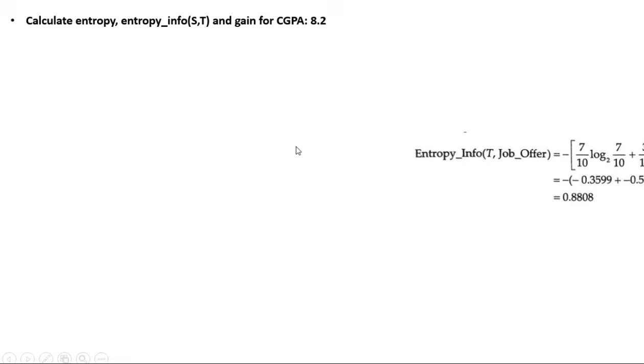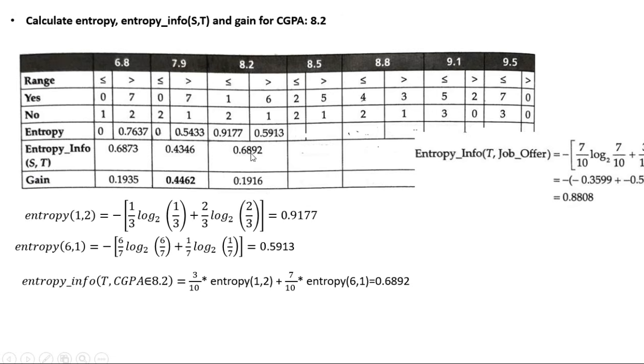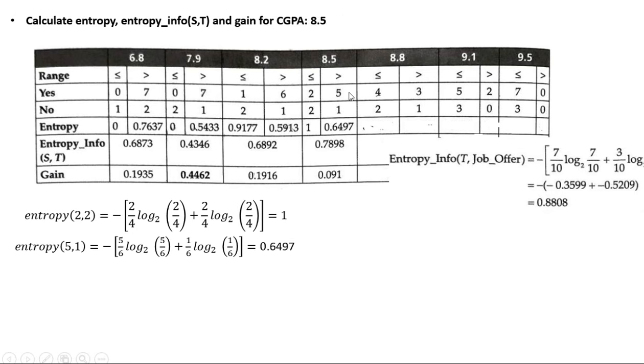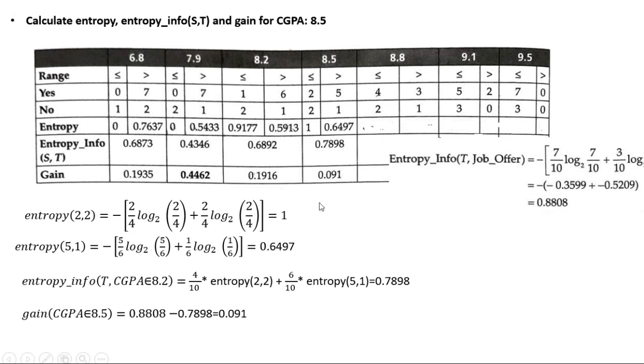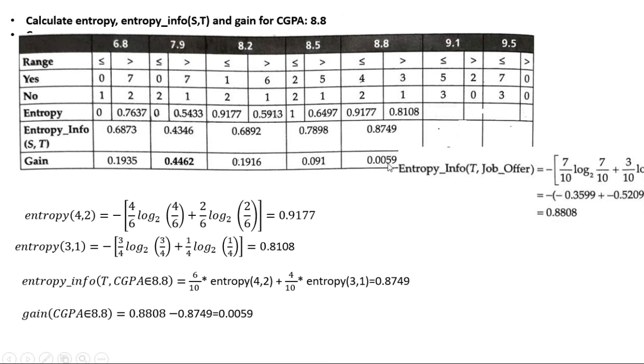Okay. Next, again repeat this process for the CGPA 8.2. Find the entropy of 1, 2. Find the entropy of 6, 1. Find the entropy information for the CGPA. 3 by 10 into entropy of 1, 2 plus 7 by 10 into entropy of 6, 1. Find the gain: 0.8808 minus 0.6892. You get 0.196. Fill it up here. Repeat this process again for 8.5. Find the entropy information of 2, 2, find the entropy of 5, 1. Find the entropy information for CGPA and then find the gain. Now like this, repeat the calculations again for 8.8.